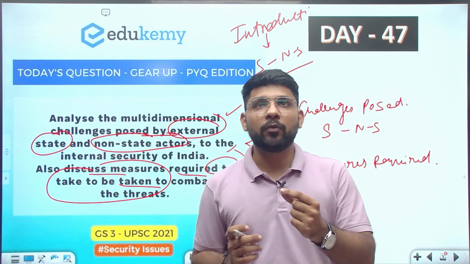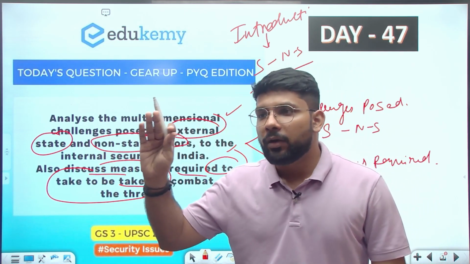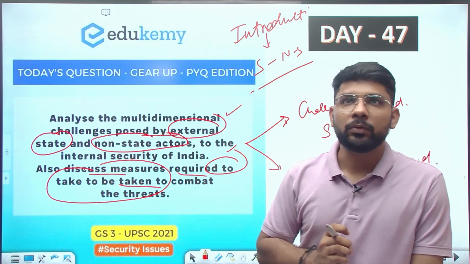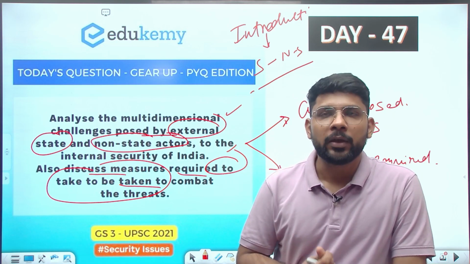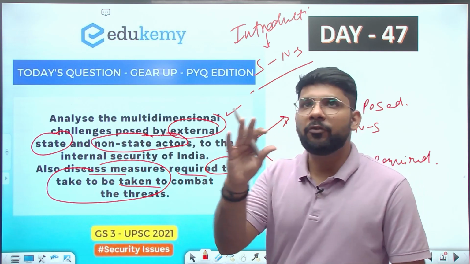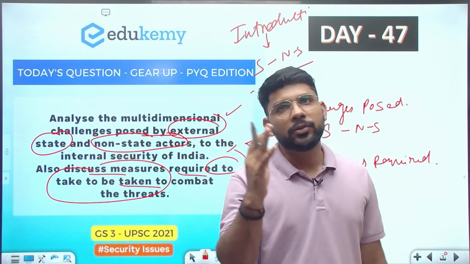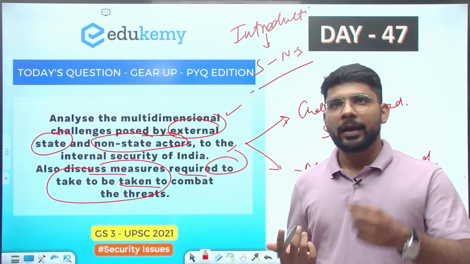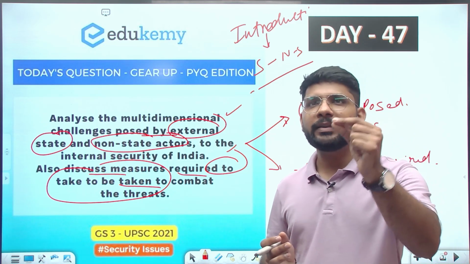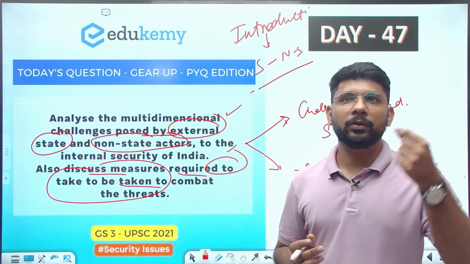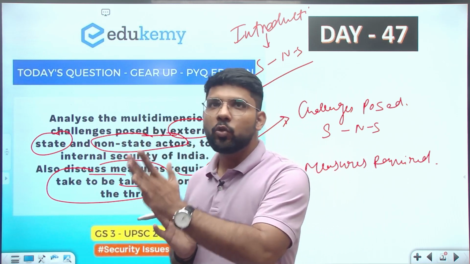Now, you can give the example of left-wing extremism in India. You can also write about the funding by NGOs which is used for terrorism in the country. These are the non-state actors. So in the introduction itself, you will define what the state actors and the non-state actors are. You can write the example of China and Pakistan, and in the non-state actors you can give the example of left-wing extremism as well as the funding by NGOs used for terrorism purposes.